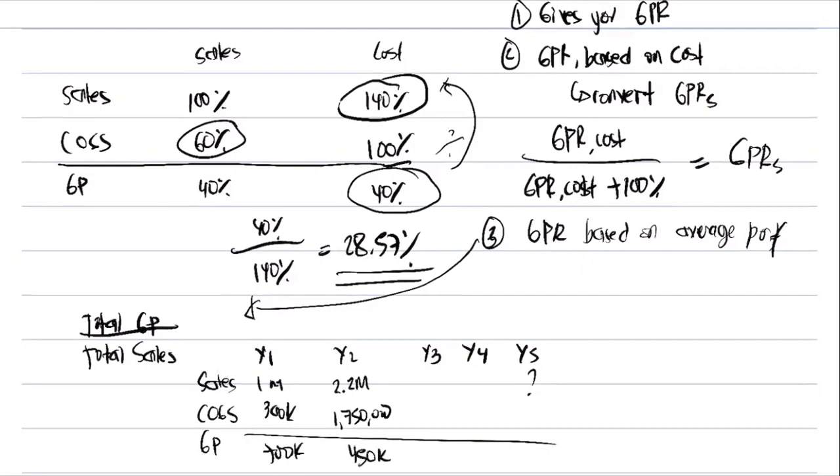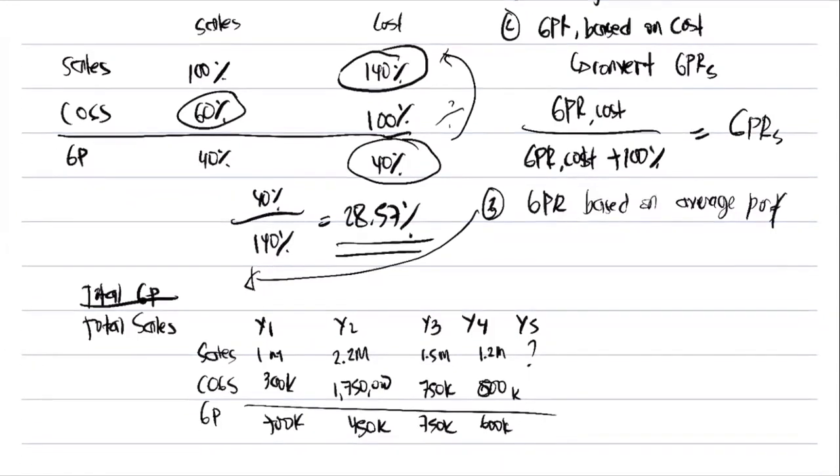Year 3, we have 1.5 million. And then we have here 750,000. Year 4, we have 1.2 million. And then we have 600,000. So 600,000 ang ating gross profit. So pag ang sinabi is gross profit rate based on average performance. Tapos sabi niya, based on all the years. So, ang kukunin mo ay year 1, year 2, year 3. So, example natin, all years of operation. So, kukunin mo lahat yan.